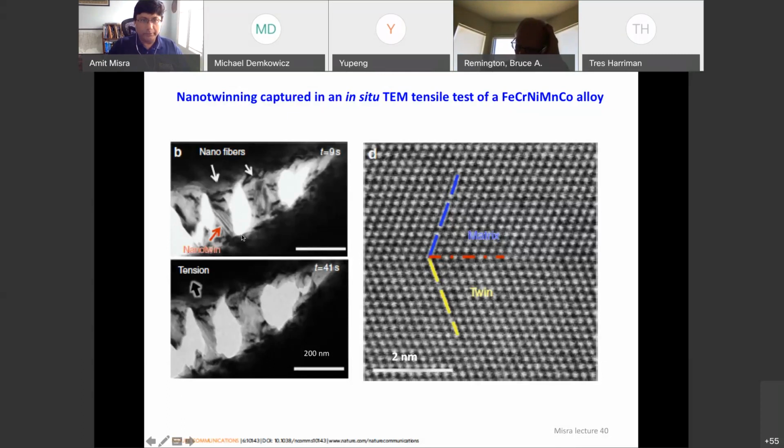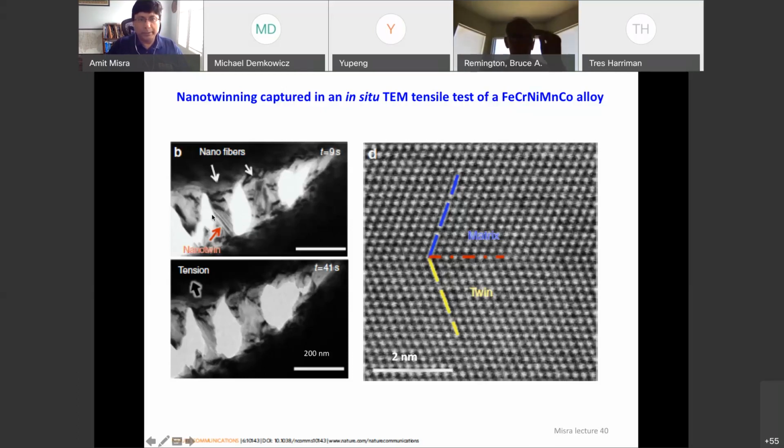These dark lines started appearing. And the question would be, what are these? Are these dislocations? Are these stacking faults? Are these twins? And they have shown here the time scale. This is 9 seconds, this is 41 seconds. So as they're pulling it, these little nano ligaments are forming these deformation twins, as it turned out.